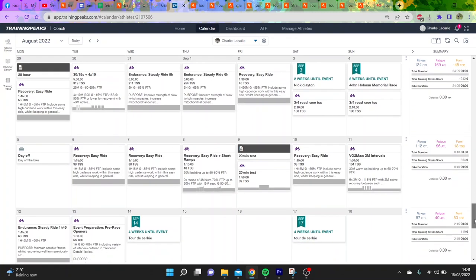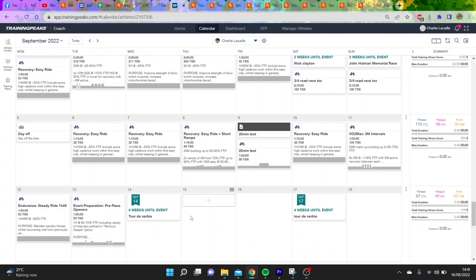Anyway, then I'm going to have a week and a half taper, which will be my longest taper ever. But I really want to come into Serbia quite fresh. So you can see a couple of easy days, 20-minute tests just to see where I'm at, an easy day, some short intervals. Normally I'd do maybe 6 of these, but I'll probably only do 4 intervals, really high intensity. And then again, some more easy days.